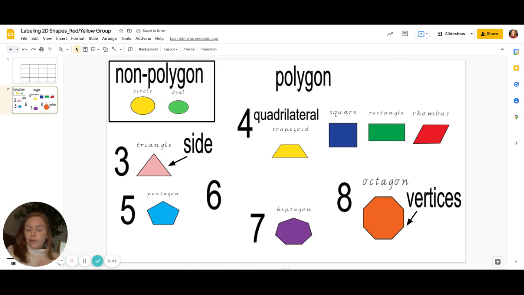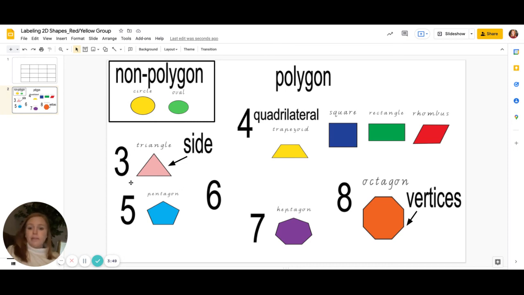So today, when you work on your assignment, you're going to realize all of these are polygons. These are not polygons. But you're going to label how many sides do they have? How many vertices do they have? What is it? Is it a quadrilateral? Does it have 4 sides? Is it a pentagon? We don't know. The shapes that you're going to see might not look like my shapes. So you need to make sure you count the sides and count the vertices to figure out what they're called.